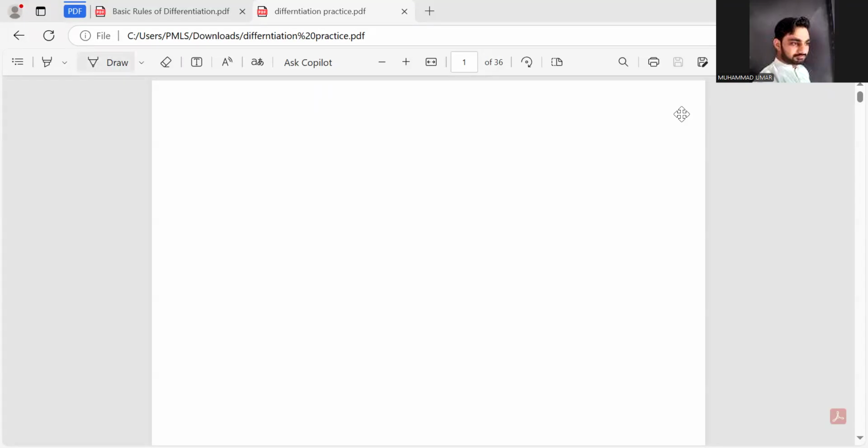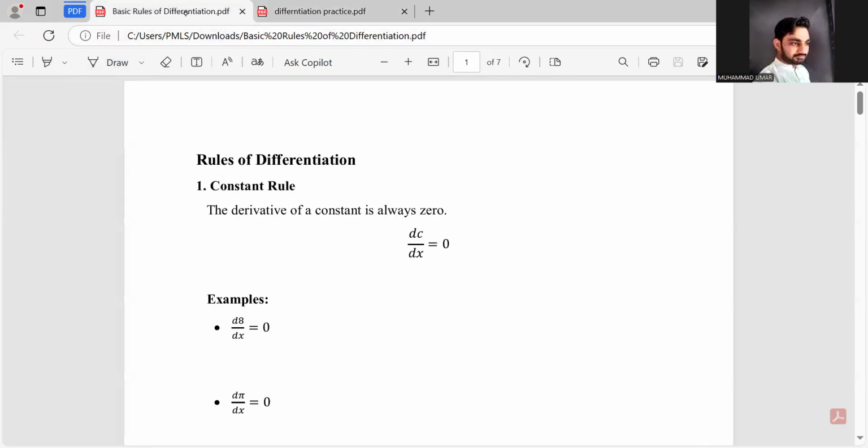Bismillahirrahmanirrahim. So today we will discuss differentiation, the basic rules of differentiation, like derivatives. Let's start. First of all, the first rule states that if we take the derivative of a constant number, that will be equal to zero. The derivative of a constant number is always zero.